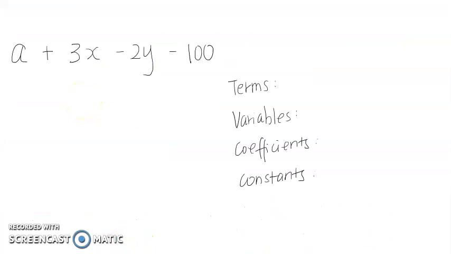Let's have a look at another example here. If you see this, I've got an expression. There's no equal sign. There's no left-hand side equal to right-hand side. So this is not an equation. This is an expression. Let's firstly look for the terms. The terms are separated by plus, minus, and minus, so I'm just going to draw the line here. Okay, so the terms are a, positive 3x, negative 2y, remember to carry the sign, and negative 100.